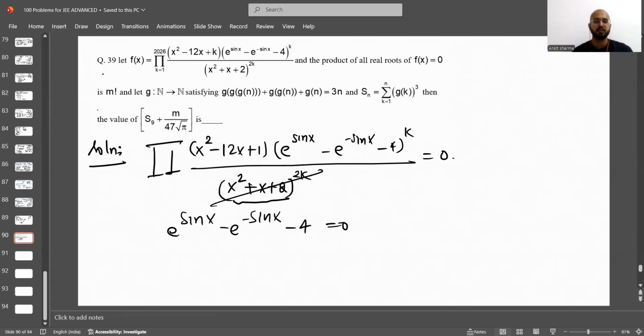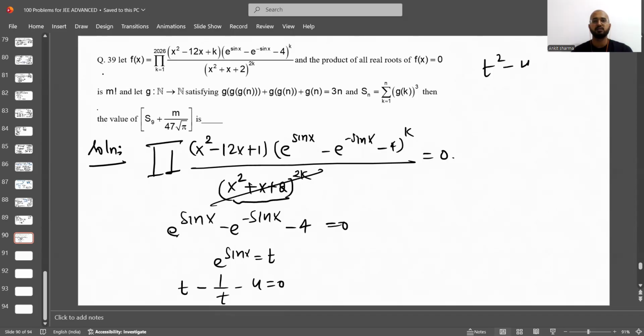Let's consider this thing. I can take this to be t. So e to the power sin x is equal to t. This means I have t minus 1 over t minus 4 is equal to 0. So I can now write down t square minus 4t minus 1 is equal to 0.